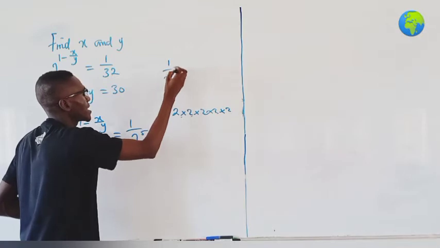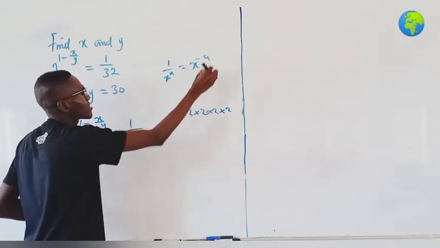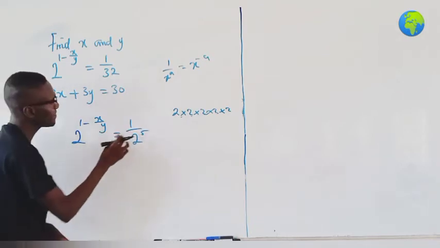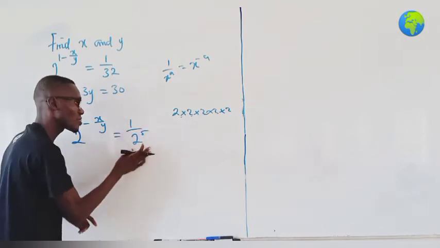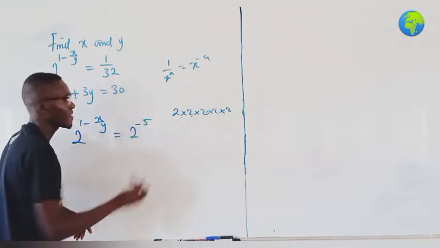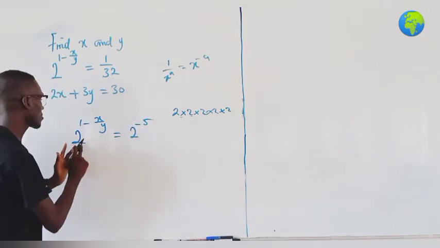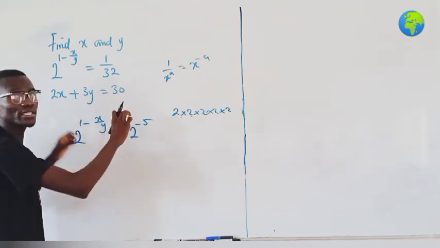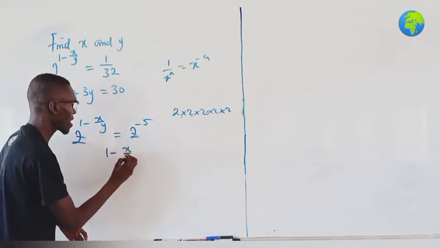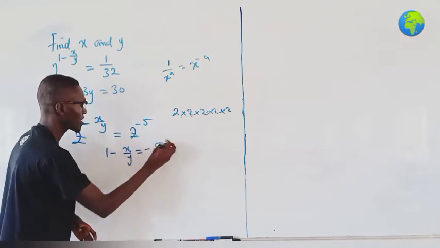So since 2 raised to power 5 is 32, that means, when I have 1 over x raised to power a, it is the same as saying x raised to power minus a, right? So 1 over 2 raised to power 5 can be written as 2 raised to power minus 5. So we have the same base now, 2 and 2. That means we can just equate the power. So equating the power, I'm having (1 minus x) over y is equal to minus 5, right?